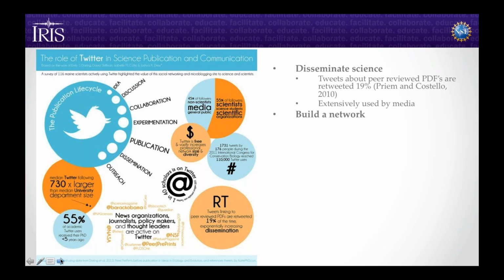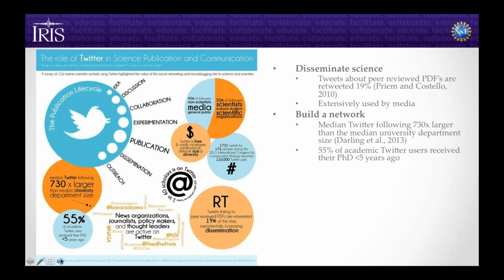Additionally, it helps you to build a network of other scientists. The median Twitter following is 730 times larger than the median university department size. We all know that working with colleagues and collaborating and brainstorming really is what gets you to really good scientific ideas, helps you to work through problems. If you're in a small university or a small working group, it can be kind of devastating, can be hard to get the ball rolling. And Twitter can give you the capacity to talk to lots of other scientists.